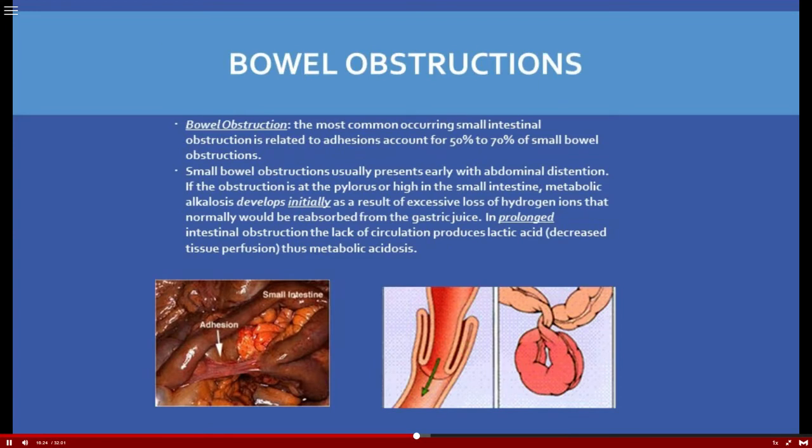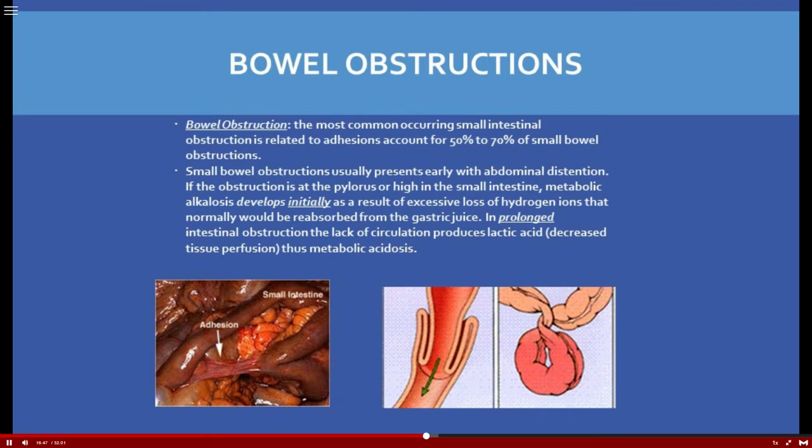So next we're going to talk about bowel obstructions. So bowel obstructions, the most common cause in the small intestines is adhesions. So there's a real pretty picture down there of adhesions. I hope you're not eating right now. But anyway, you'll remember that if that's a question. But adhesions are one of the big culprits.